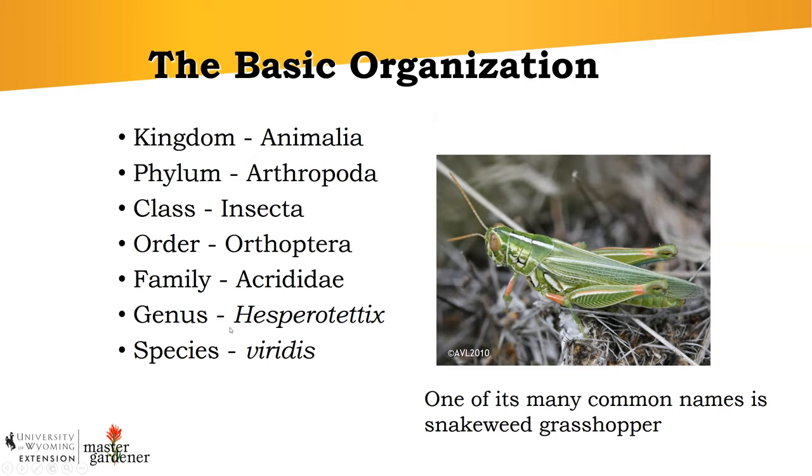You'll also note, in the more scientific literature, the scientific names of insects. The genus is kind of like our last names. It's capitalized and either in italics or underlined, and then the species is always lowercase, in either underlined or italics. So in this case, this is the snakeweed grasshopper. It's also known as the clown grasshopper.